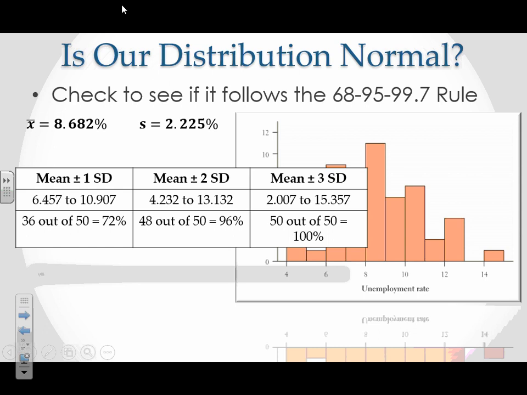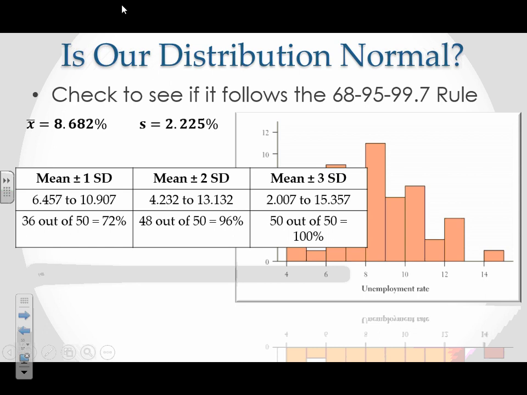So what you would need to do then is go back to your list of values, and you would count up how many values are in this range. So in this case, you should have found 36 out of the 50 that fell into this range. So the percentage, 72% of our observations, 72% of our states fell within 1 standard deviation of the mean. Does everybody understand that process?